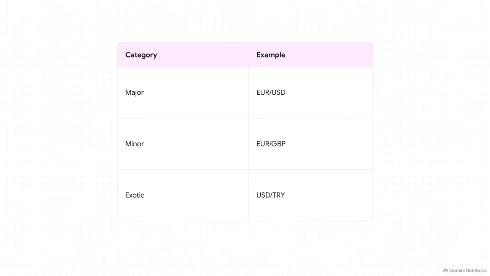Minor pairs involve major global economies, but completely skip the US dollar, like Euro GBP. And then you have exotic pairs, like the USD paired with the Turkish lira, involving developing economies. Be super careful with exotics. They are way less liquid, meaning you are going to pay for it in brutal, wider bid-ask spreads.